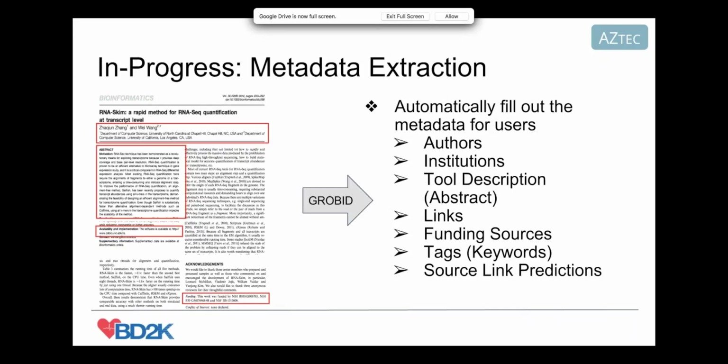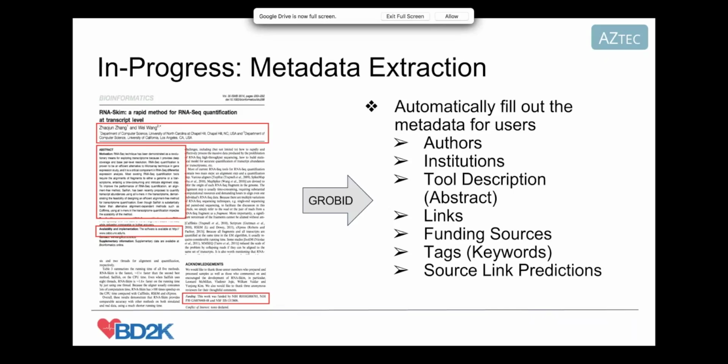mentioned in the abstract. And we'll identify the type of link automatically, based on the actual URL and the words in the sentence surrounding the URL. We'll be able to tell if it's a source code repository, if it's a place you can download the actual tool, if it's the tool's homepage, and we'll be able to categorize those links appropriately. And also we'll identify funding sources and tags, which will give us keywords to help people find tools in searches.